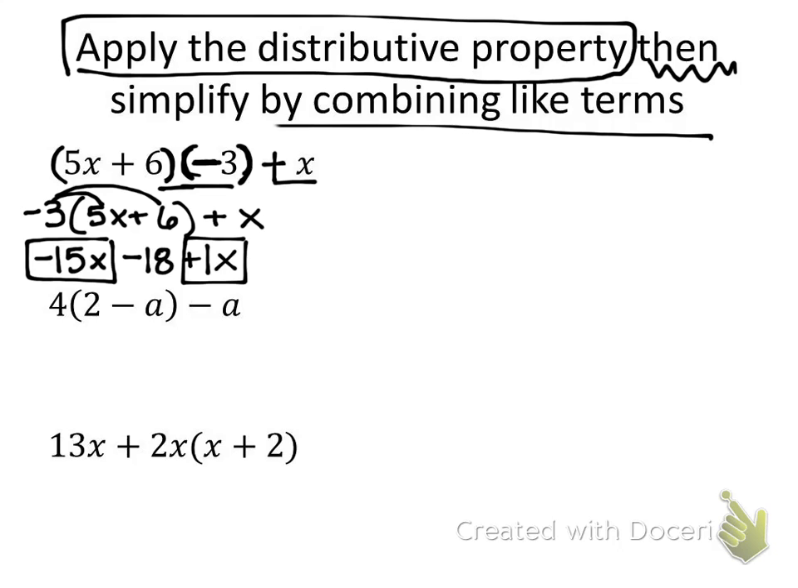Different. So I'm going to subtract and take, 15 minus 1 is 14. And I take the sign of the biggest number, which is negative. Then -18 does not have any like terms, so I just write it here on the end. Okay, that's exactly how you would do this type of problem. Remember, distribute, then combine like terms.